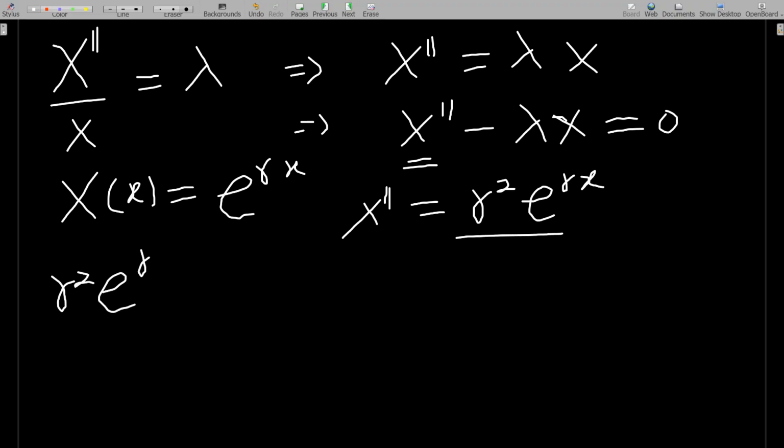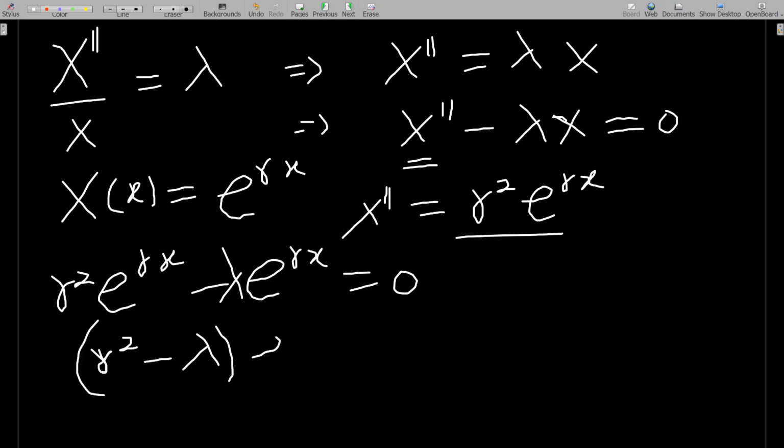I've already solved such a question in my eigenvalues or eigenfunctions video, but I just want to go through it with you, in case maybe you didn't watch that. So we have r squared minus lambda, e to the power rx equals 0.